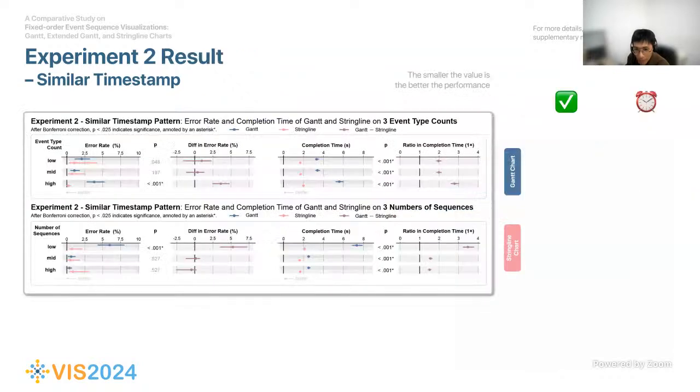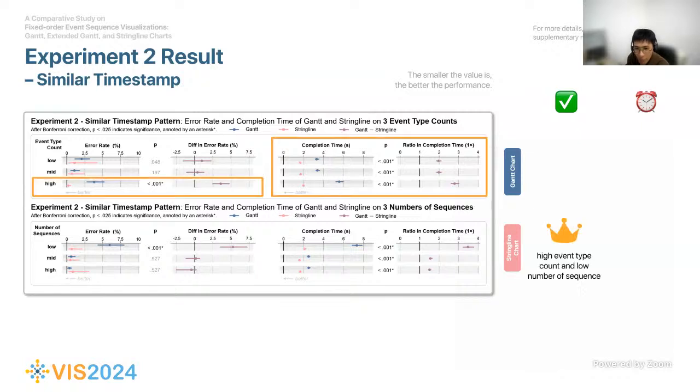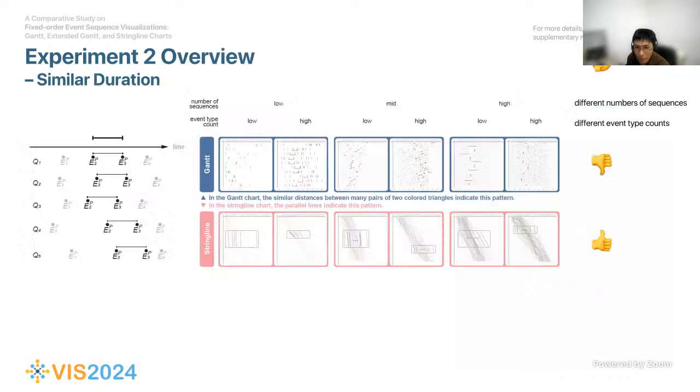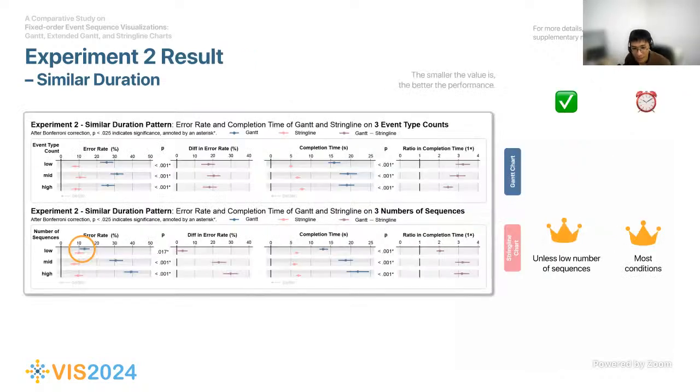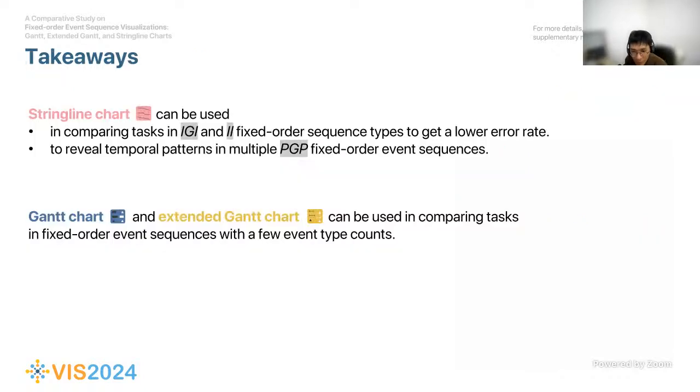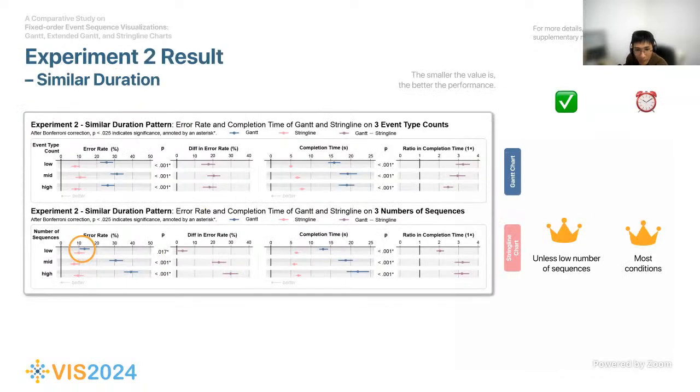In finding similar duration patterns, we assume Streamline outperforms the Gantt chart because the parallel lines in Streamline are more apparent. The result shows that the Streamline chart outperforms the Gantt chart in most conditions, unless the number of sequences is only a few. So let me finish the presentation with several takeaways.